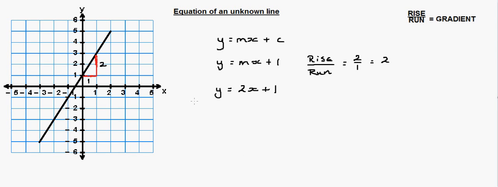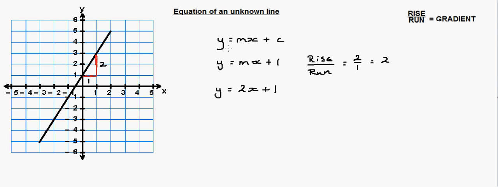Okay, so this is finding the equation of an unknown line. For example, they could give you what I call a blind line. They just put a line on the graph and they'll say, what's the equation of this line?